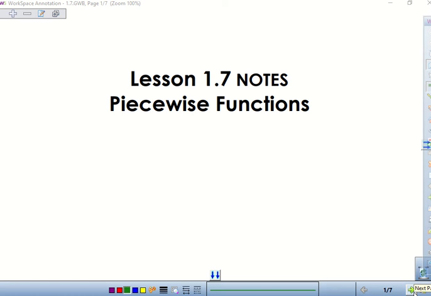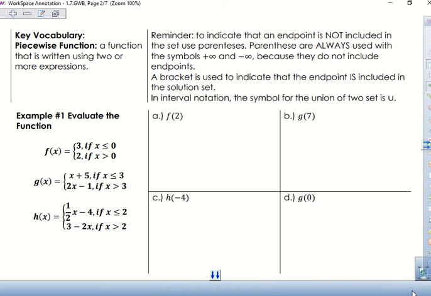Alright, today we are doing 1.7, which is piecewise functions.